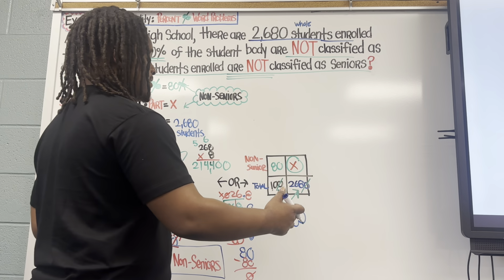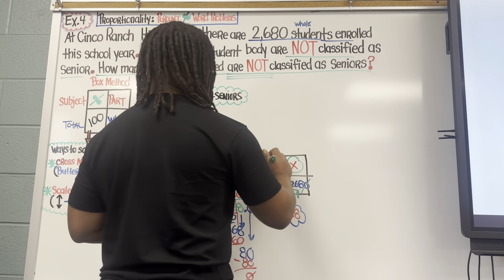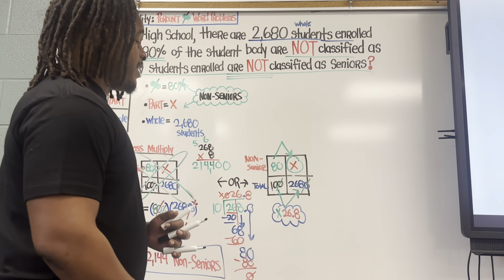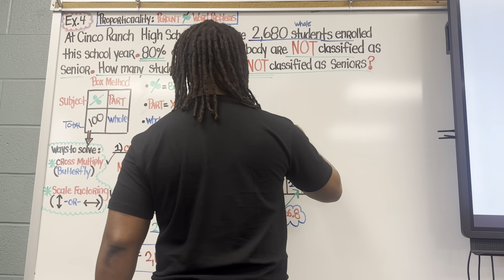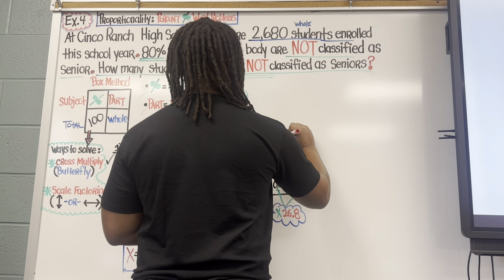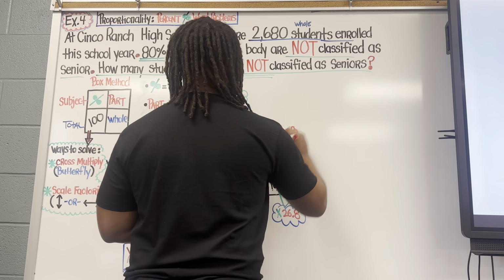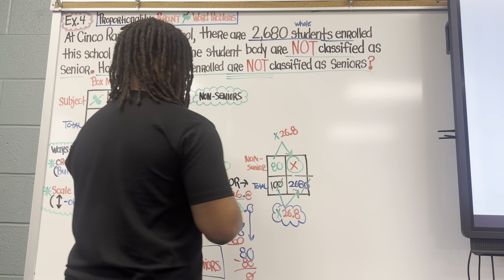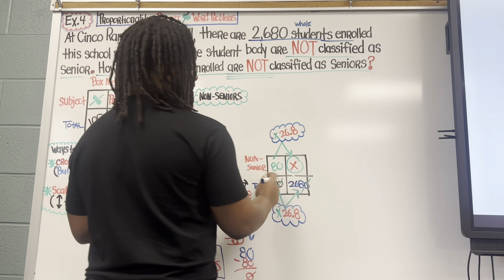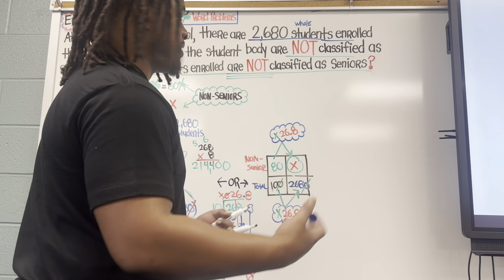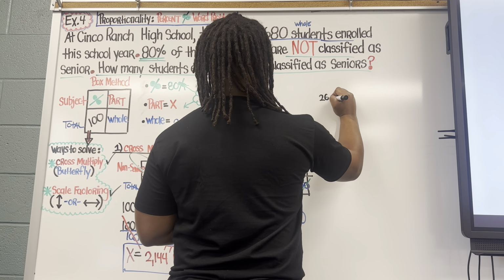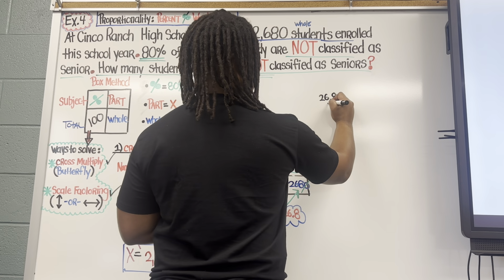Now, if that's the case, I would have to do the same thing up here with 80 in order to find the value of X. So I have to multiply 80 by 26.8 to find out what X equals. These are not the best numbers to see, but once again, it can still work. So I have 26.8 times 80.